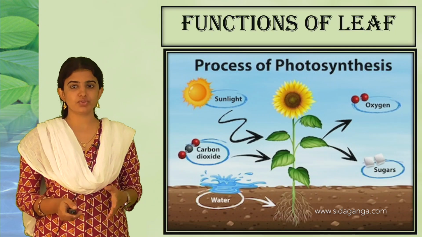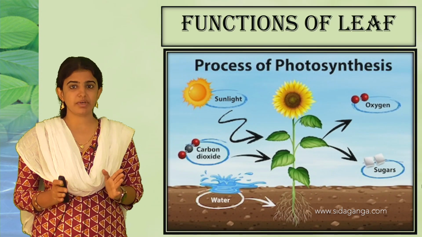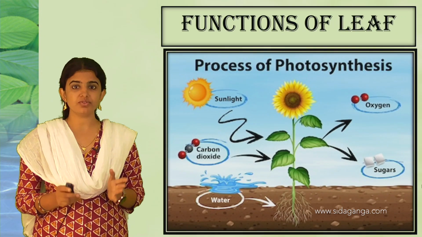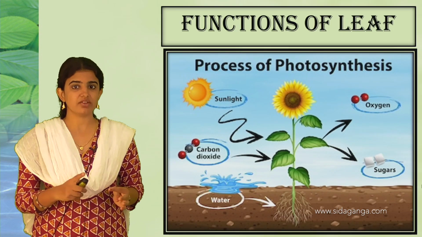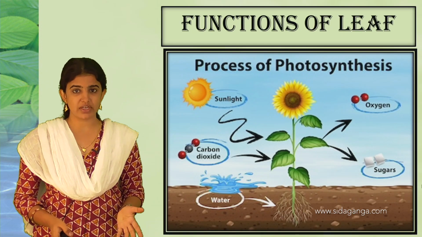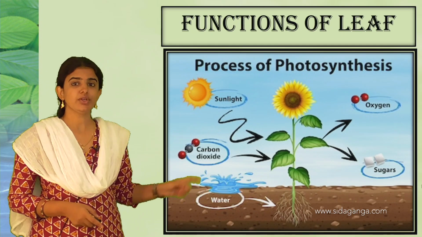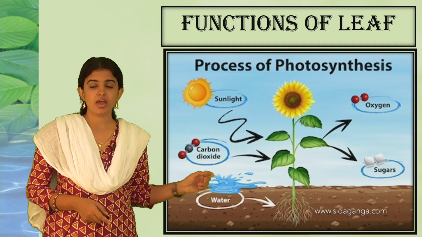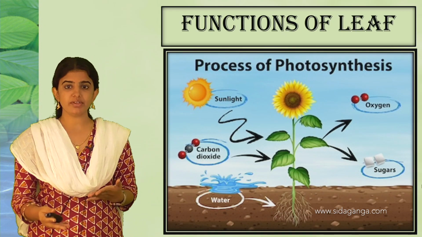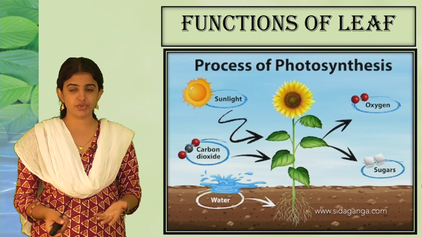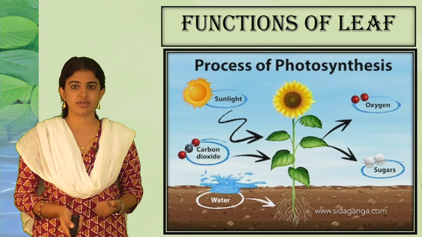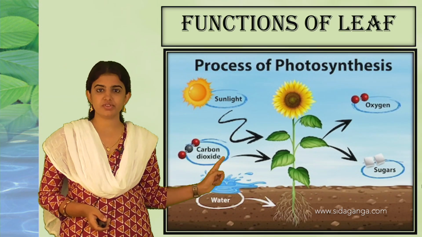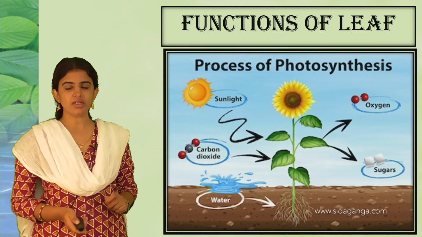First one is photosynthesis. Photosynthesis is nothing but the food preparing process, where plants use simple substances like carbon dioxide as well as water in the presence of sunlight and the chlorophyll pigment. Chlorophyll is usually present in the leaf, and it provides starch as food, and oxygen which is liberated to the atmosphere. This is the first and the most important function of the leaf.